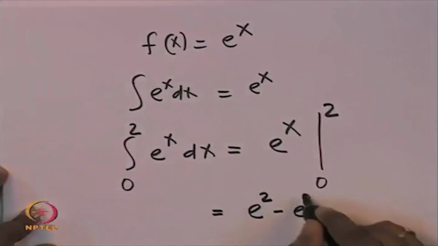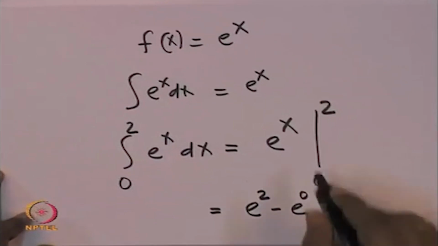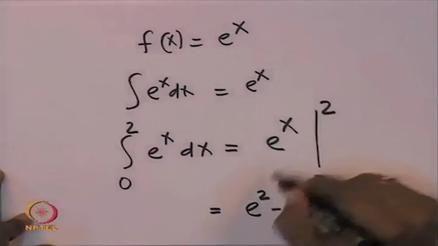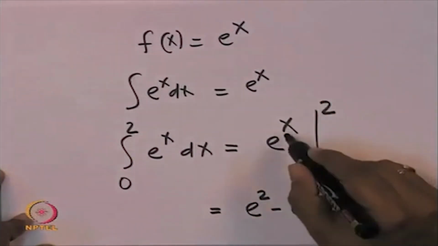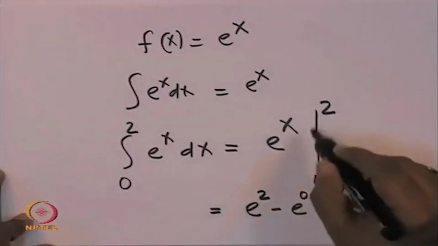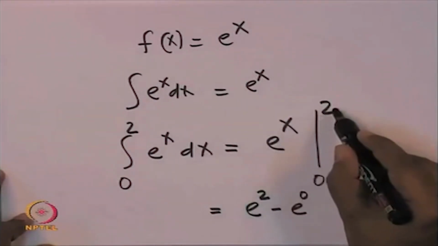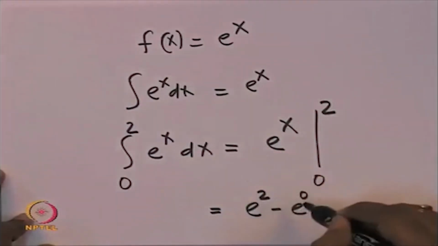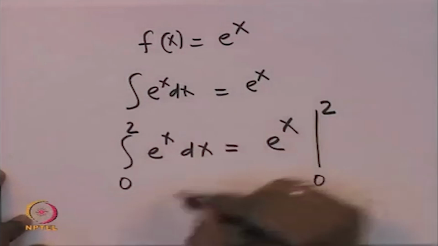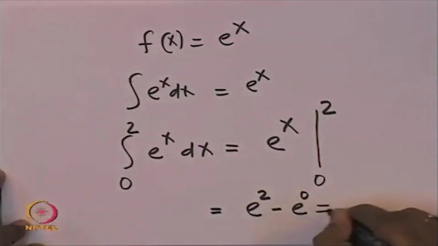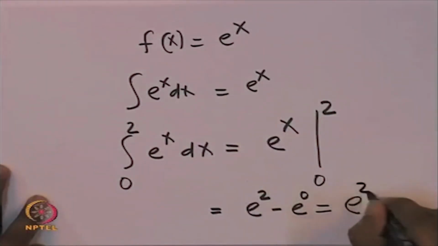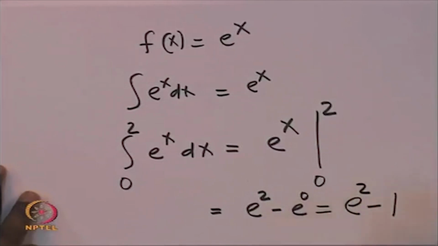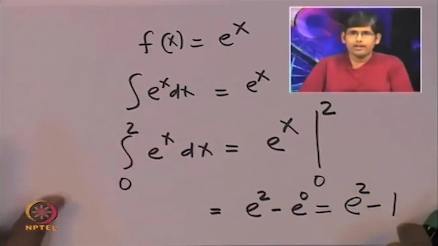minus e power 0. First evaluate the function at the upper limit, that is x is equal to 2, then evaluate the function at x equal to 0, and this difference is the answer here. So, this is nothing but e power 2 minus e power 0, which is 1. So, this is the answer. We know the final answer.